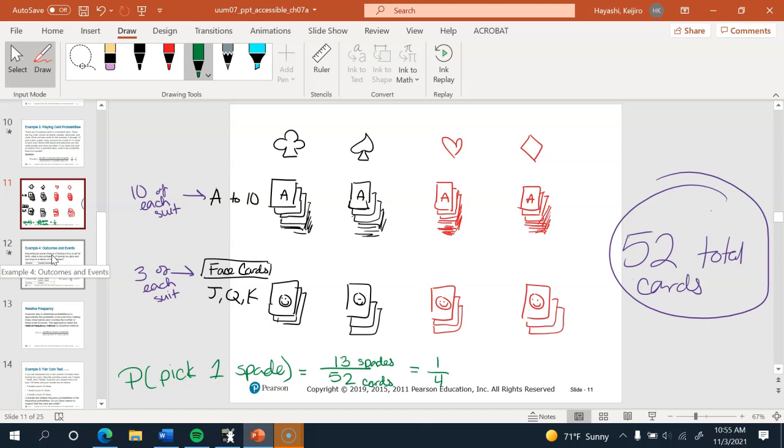And again, because these are so nice and symmetrically distributed, the probability of picking any particular suit is going to be 1/4. So 1/4 would be the probability of picking a heart out of 52 cards, or picking a diamond out of 52 cards, and so on. And this could also be written as 0.25, if you wanted it as a decimal.